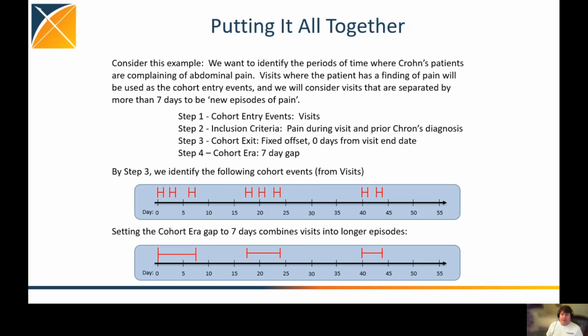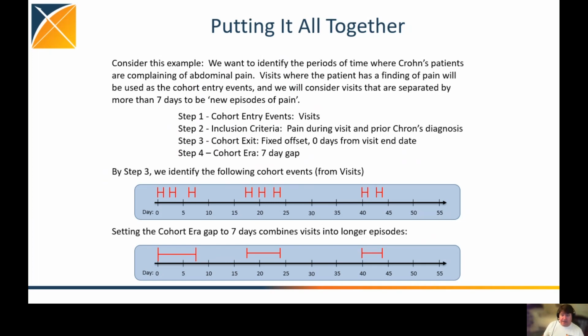So step 1, cohort entry events will be the visits. Our step 2 inclusion criteria will be pain during a visit and prior Crohn's diagnosis. Step 3 will be our cohort exit of a fixed offset, which will be 0 days from the visit end date. And step 4, we will define these cohort eras to allow for a 7-day gap.